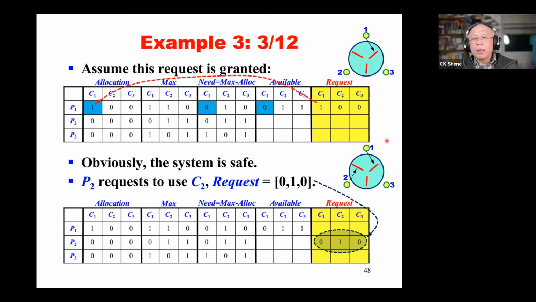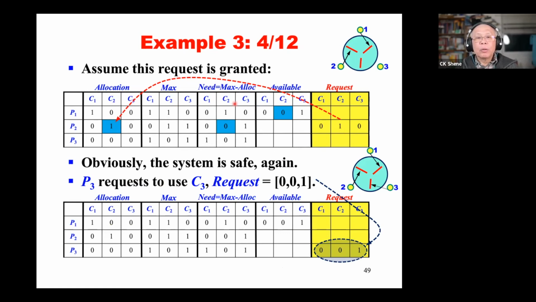So in this case, P1 has its left. Now, what if P2 requests to use its left? It is a dashed arrow. So P2's request will be 0, 1, 0. Can this be granted? C2 is given to P2. Therefore, P2's need would be a 0 corresponding to C2. Now, in the system, C2 is not available. So again, you can easily verify that the system is safe.